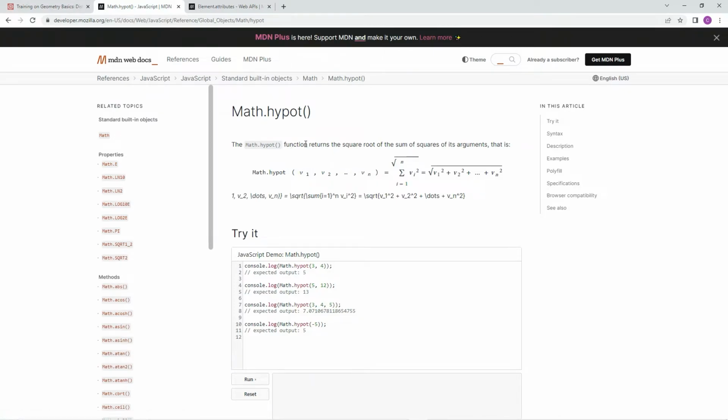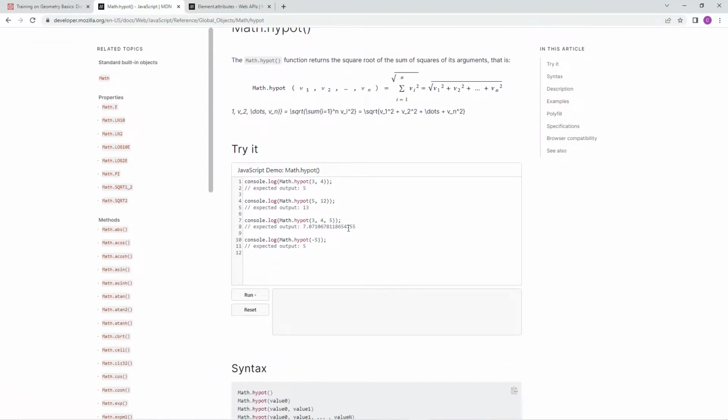So this Math.hypot function returns the square root of the sum of the squares of its arguments. That is this, right? 3 times 3 is 9, 4 times 4 is 16, that's going to equal 25, so the output is 5. And look, 25 plus 144 is 169, and the square root of 169 is 13. And same thing here, it just turns it into 5.